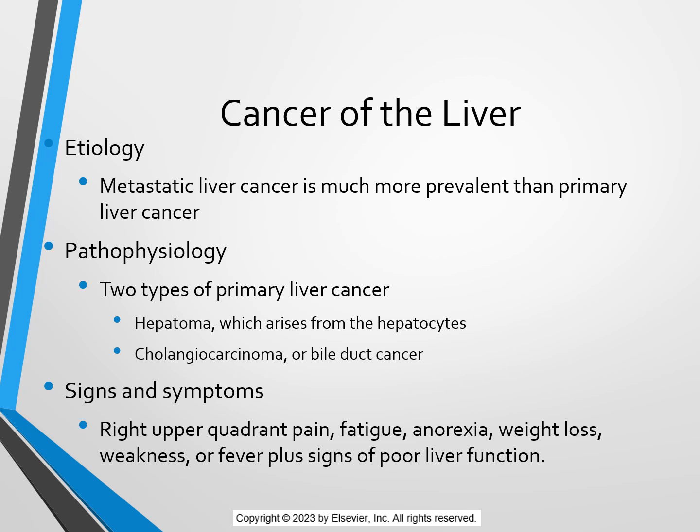There are 2 types of primary liver cancer: hepatoma, which arises from the hepatocytes, and cholangiocarcinoma, or bile duct cancer. Both can metastasize to the lungs, brain, kidneys, and spleen. Symptoms will include right upper quadrant pain, fatigue, anorexia, weight loss, weakness, or fever, plus signs of poor liver function. Because symptoms are often vague, diagnosis of liver cancer can occur late, and then death will occur within 6 to 18 months. CT or MRI can be used to determine the presence of the tumor, as well as the stage of the cancer, and find any areas of metastasis.